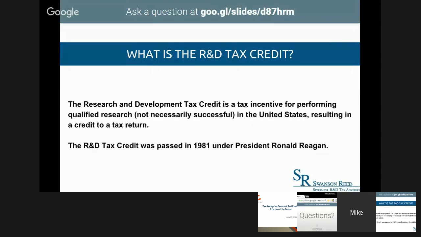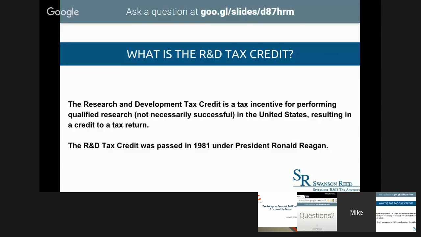What we're going to do in about the next 15-20 minutes is run through some of the basic rules of the R&D legislation, and at the end we're going to do some real simple calculations so you can assess whether this will be something beneficial to your company.